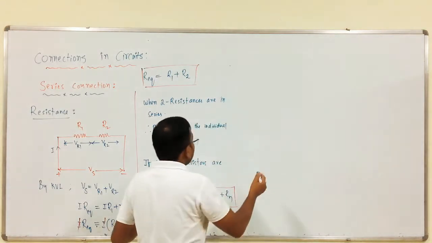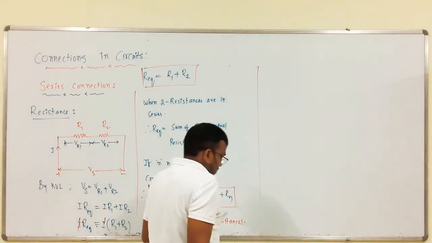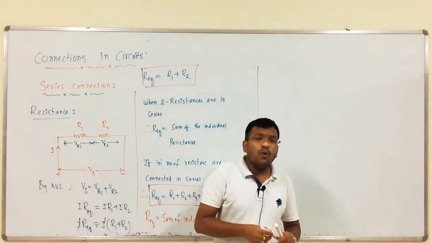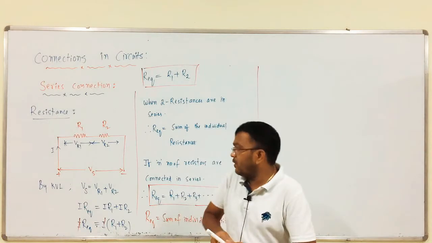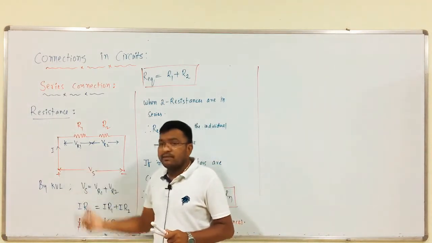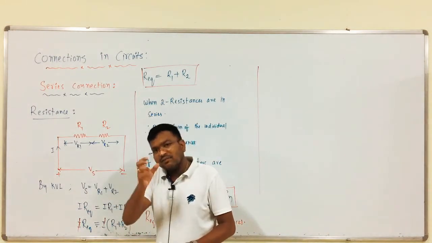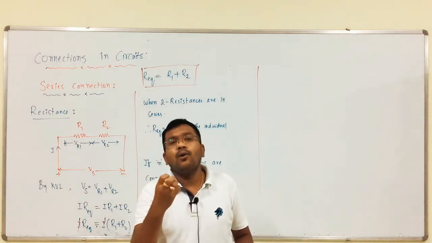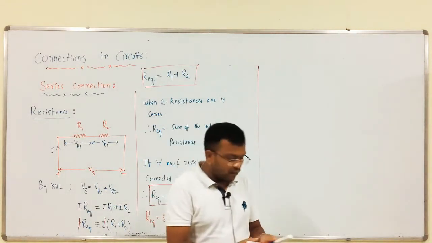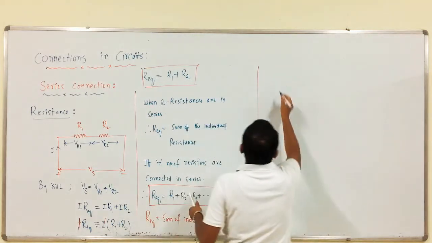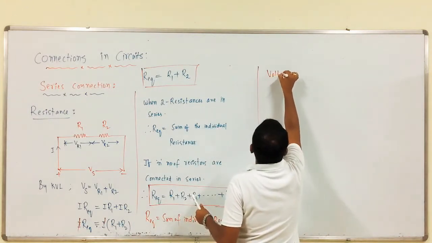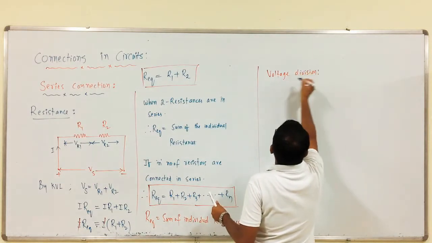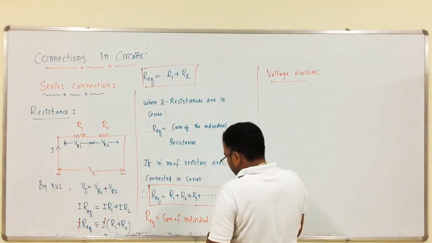Then, in the circuit, what are we going to get? Voltage division. In a series circuit, across any branch we have to consider some voltage drop. So there is a voltage division that takes place. What is voltage division?